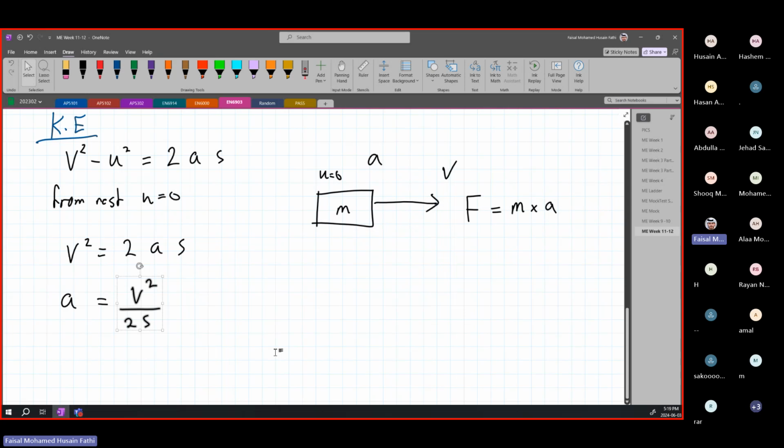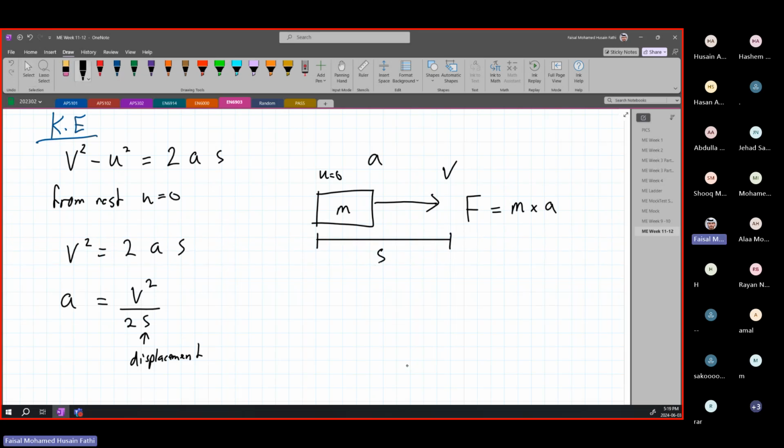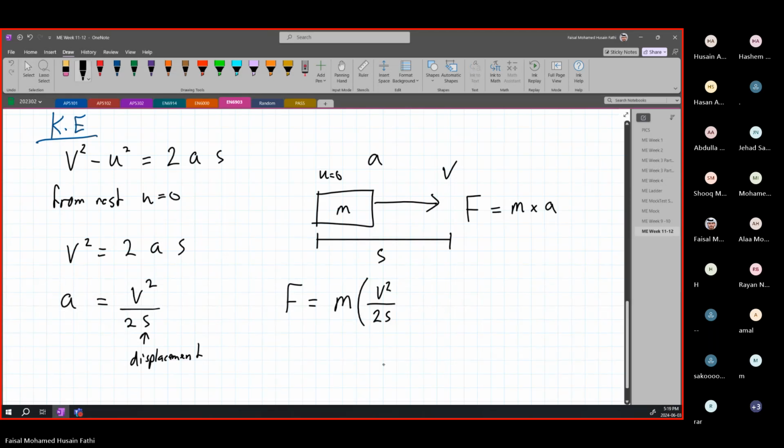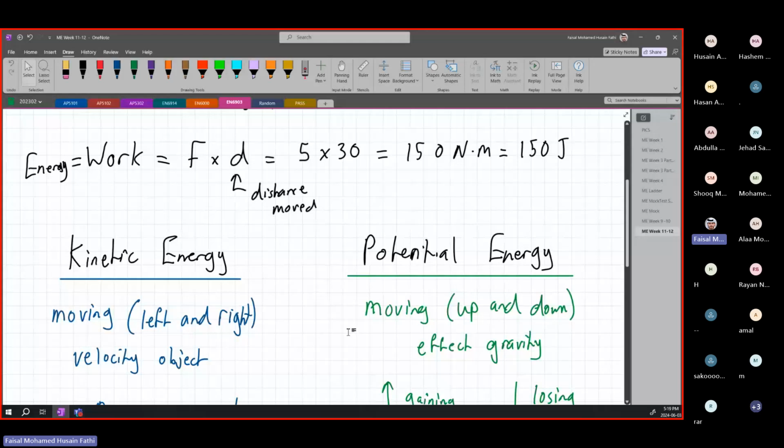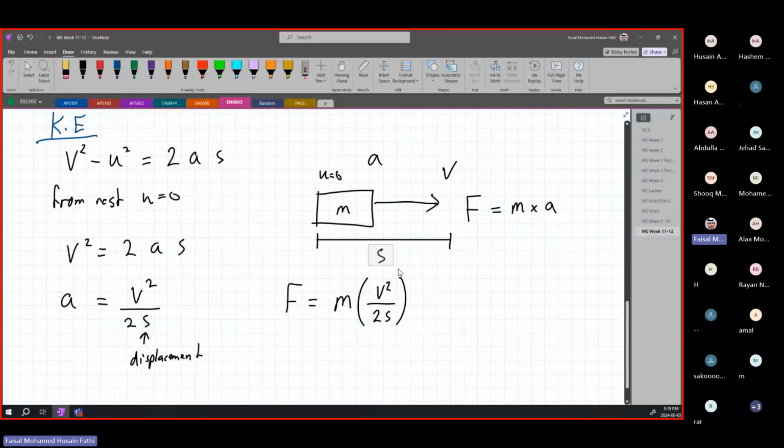So acceleration is going to be in terms of v squared over s, where s is our displacement, if you remember. All right, so s is basically our displacement from this point to this point. So our force is going to be equal to the mass times, if we plug in this acceleration value, v squared over 2s. All right, and this is our force equation. What do we need to determine now? Our distance moved. We already have our distance moved, which is s.